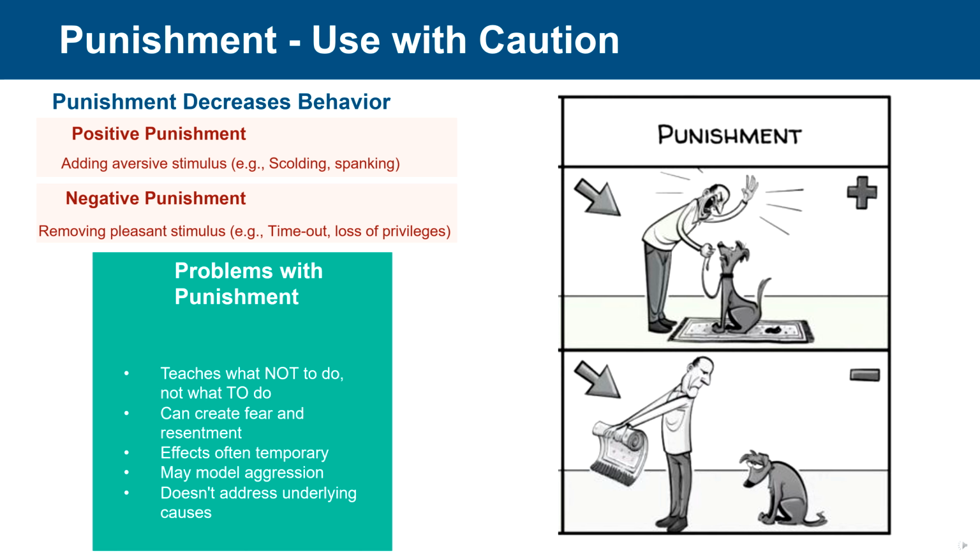The problems with punishment are significant. It teaches what not to do but doesn't teach appropriate alternatives. It can create fear, resentment, and damage to the relationship. The effects are often temporary. The behavior returns when the punisher isn't present. And punishment can model aggressive behavior, especially physical punishment. In behavior therapy, we prefer reinforcement-based approaches wherever possible.